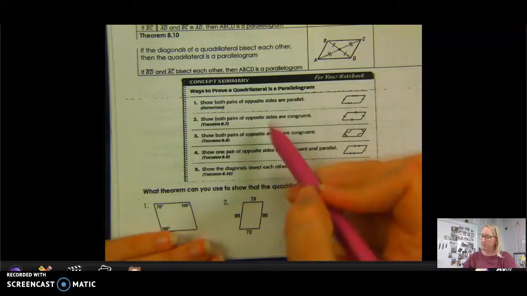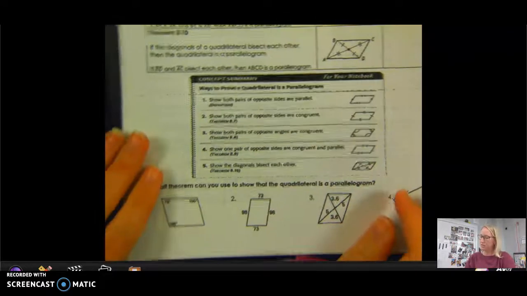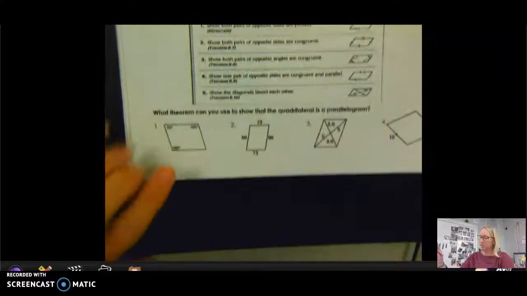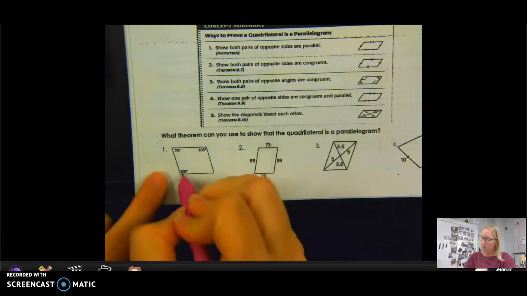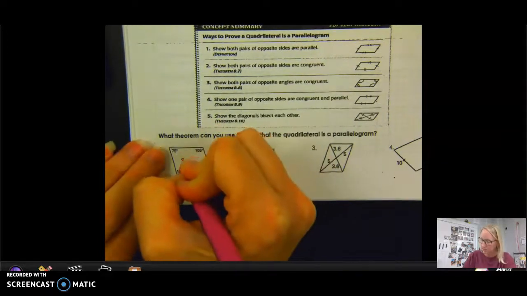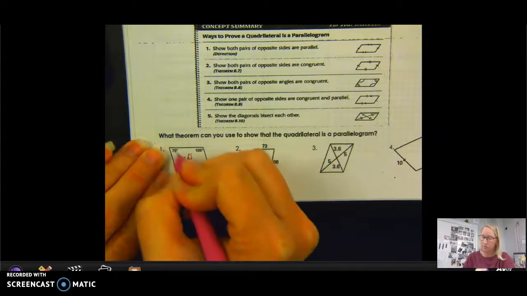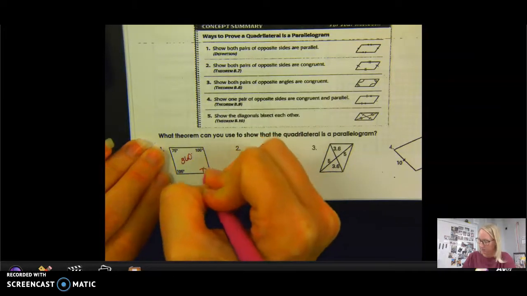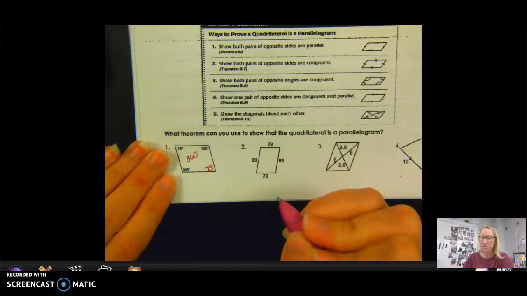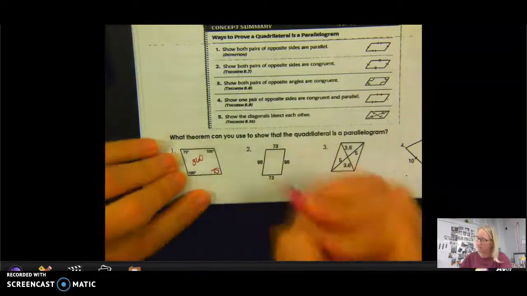So essentially, everything we just wrote up here, or just stated, is down here. Which theorem can you use to show that the quadrilateral is a parallelogram? Well, this is 105, this is 75, this is 105. There's 360 degrees in a quadrilateral. So if I take 360 and subtract 105, 105, and 75, I get 75 degrees down here. So I can prove that this is a parallelogram by which theorem up top? And that is theorem 8.8.